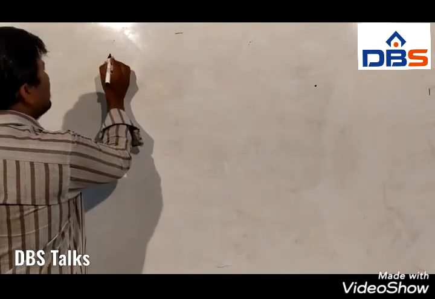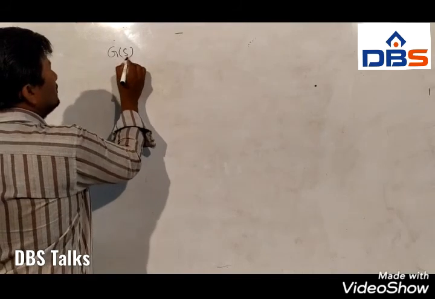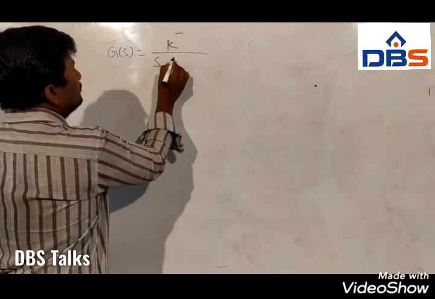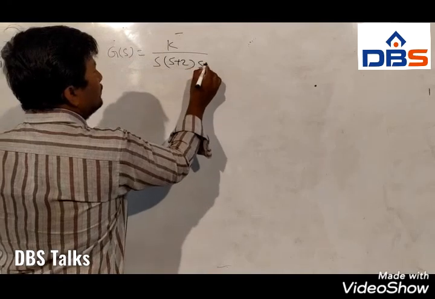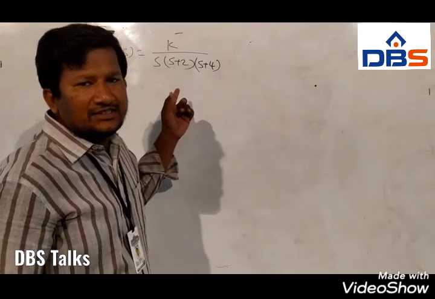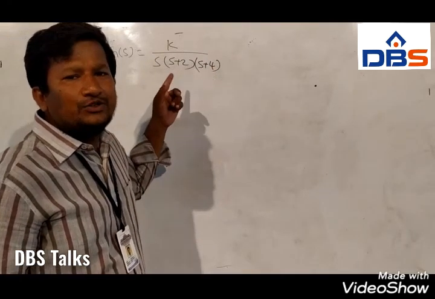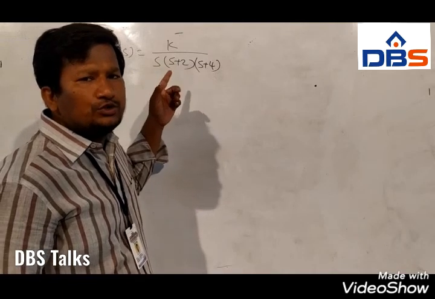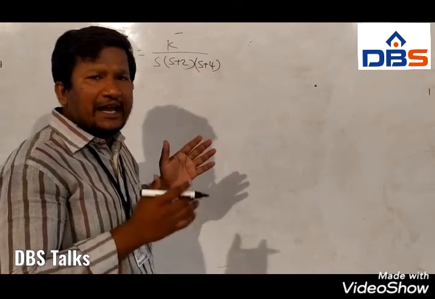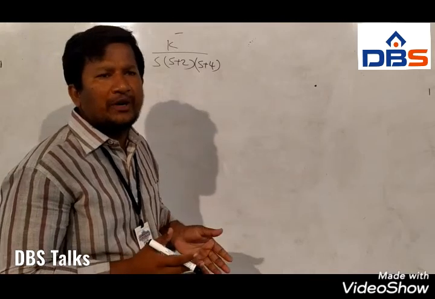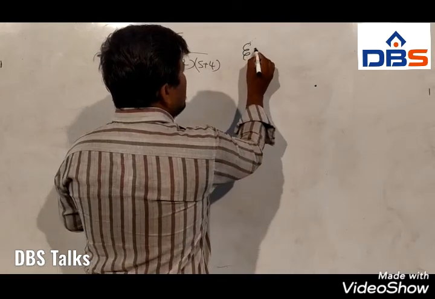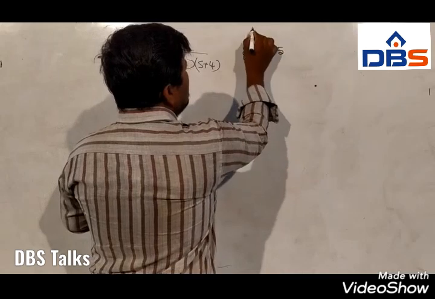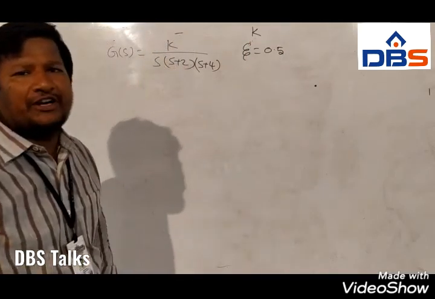So the given G(s) is equal to K divided by s(s+2)(s+4). Sketch the root locus and also determine the K value when zeta equal to 0.5. That is nothing but the damping ratio of the closed loop system is 0.5.